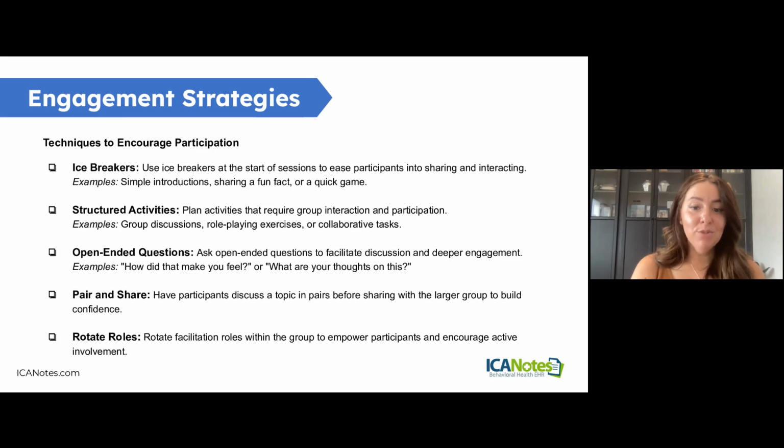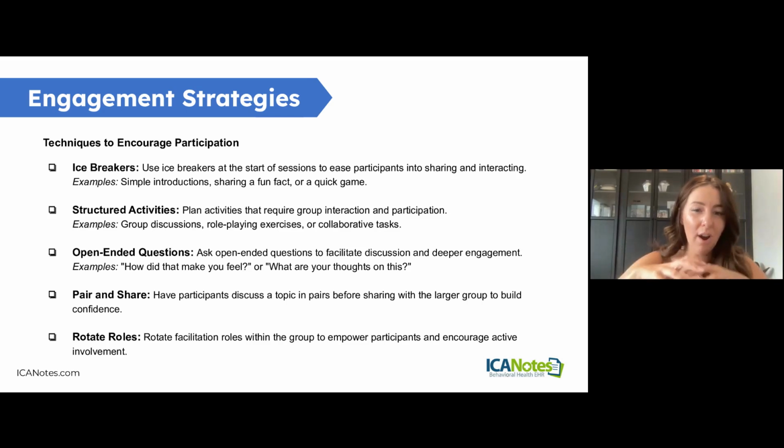So then we have engagement strategies. All of these are helpful, especially when group members are not participating, when you just have a group dynamic that for whatever reason is not as cohesive as you would hope, not as interactive as you would hope. We have icebreakers. These can always be helpful to get people talking, just loosen them up a little bit. Structured activities. This can be group discussion, a collaborative task where they're working on something together, breaking into maybe smaller groups. That's like a pair and share strategy.